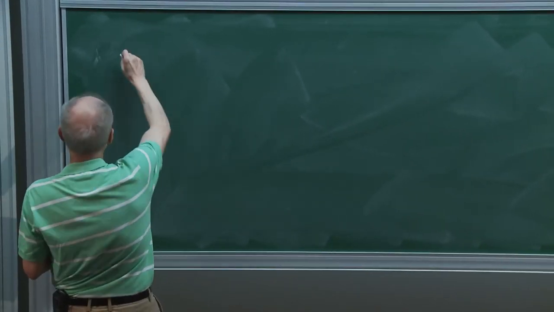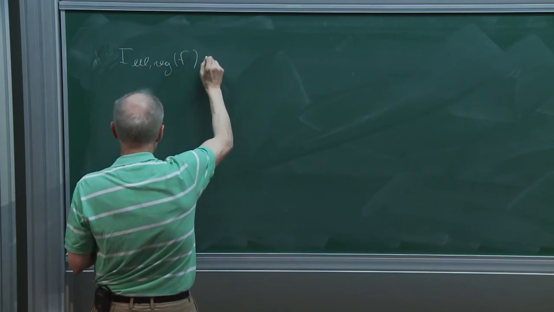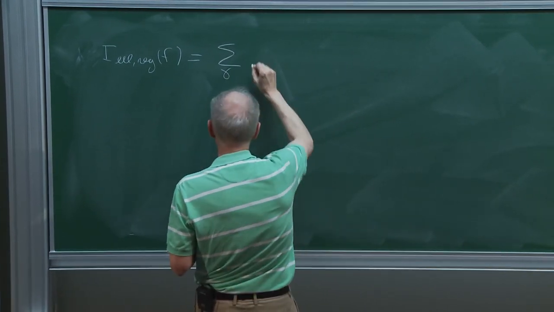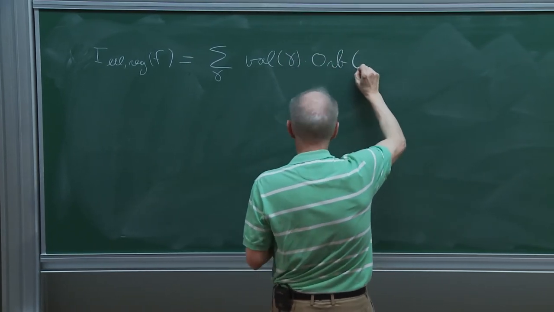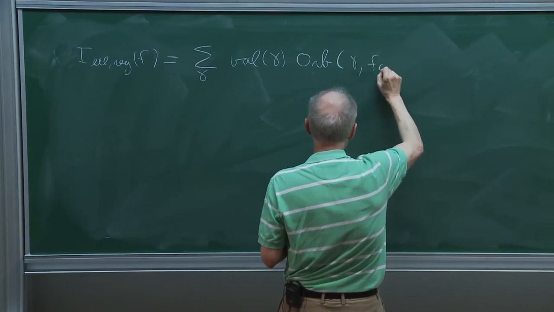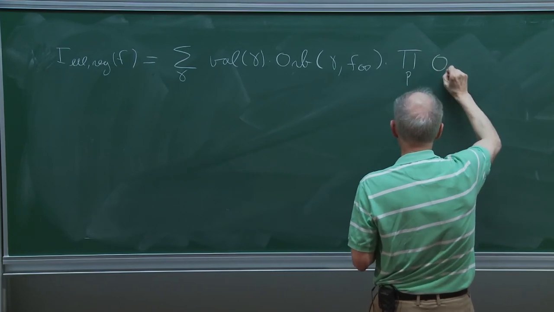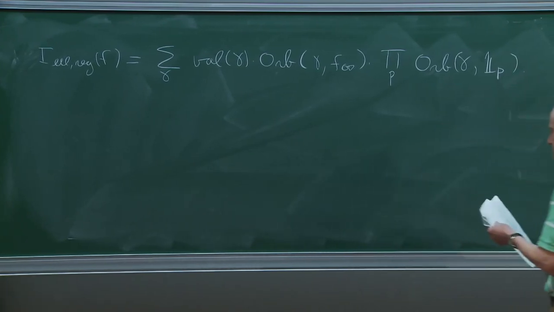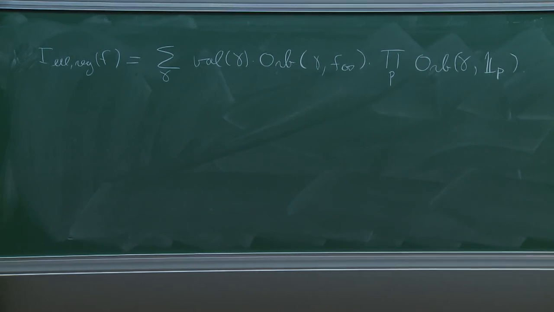So it's up there: the elliptic regular part of the trace formula is then going to be equal to a sum, the way we've originally written it, as a sum over gamma, volume of gamma, the orbital integral of gamma for f infinity, and the product over all p of orbital integrals of gamma of the unit element in the Hecke algebra. All right, so the idea would be to rewrite each of these three terms.